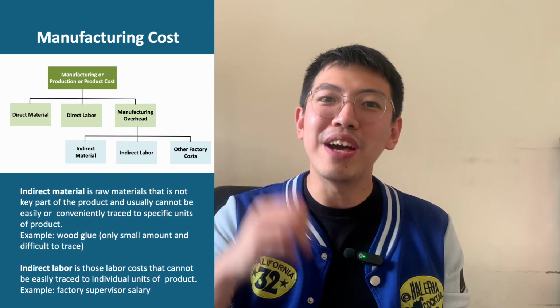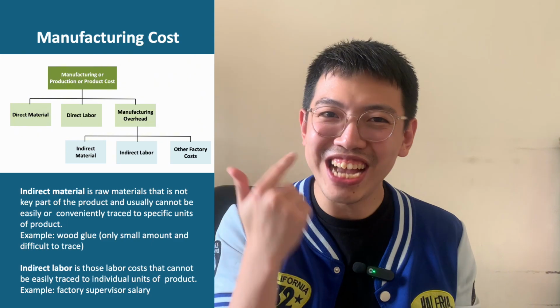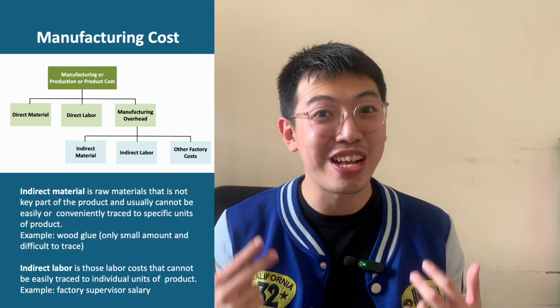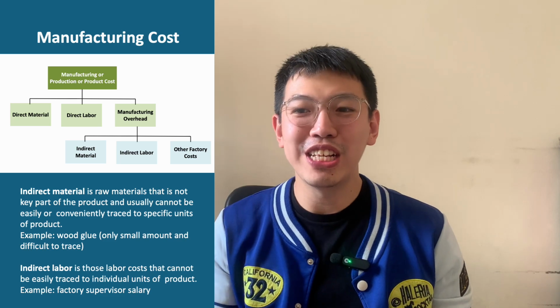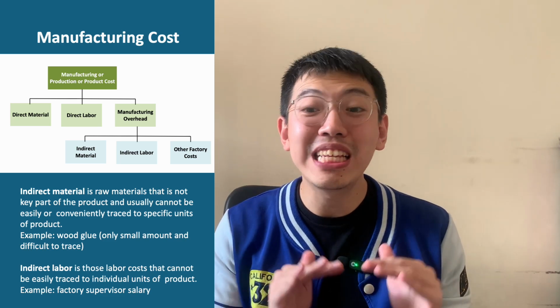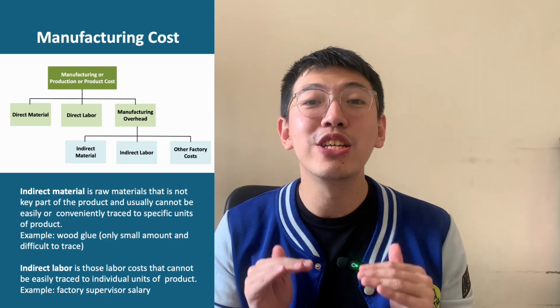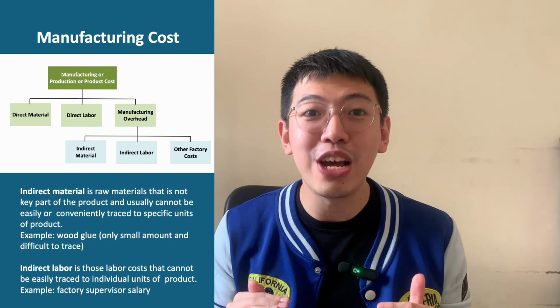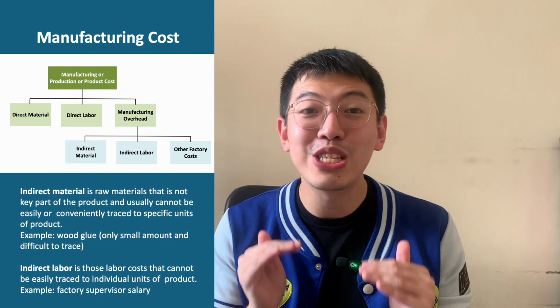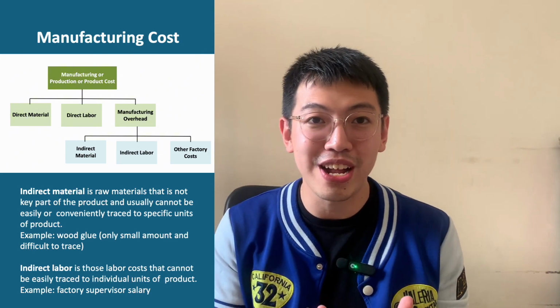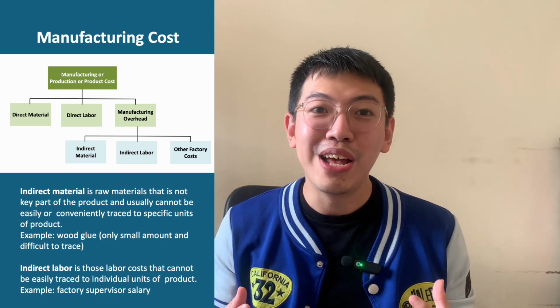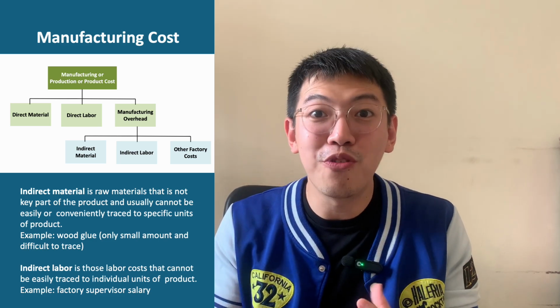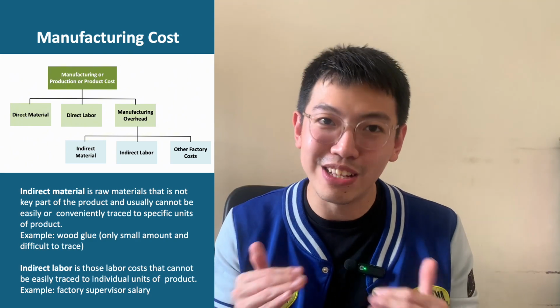It consists of indirect materials, indirect labor, and other factory overheads. Indirect materials. Indirect material is raw material that is not a key part of the product and usually cannot be easily or conveniently traced to a specific unit of product. In my previous example, it is wood glue. We only use a small amount for a chair and it is difficult to trace.